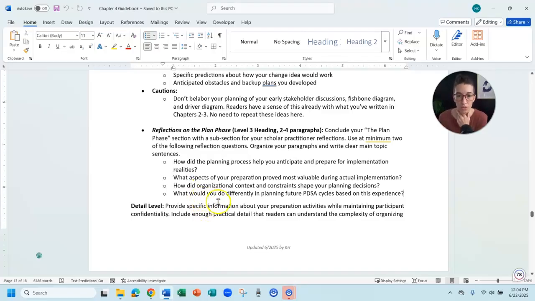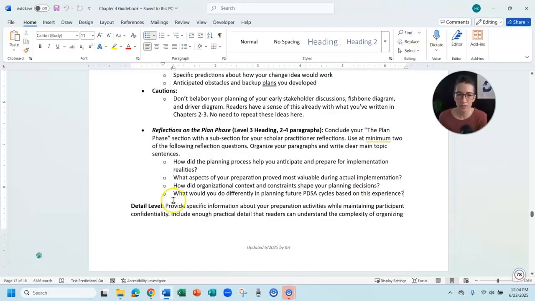How did organizational context and constraints shape your planning decisions? You are working within constraints. You're working with boundaries. You're constantly delimiting or creating these delimitations to certain things. And that's okay. The goal here is to be transparent and to really tease it out for your reader, for your audience.